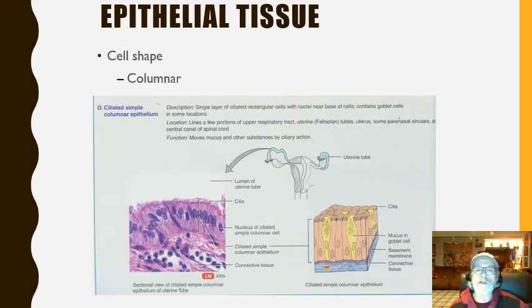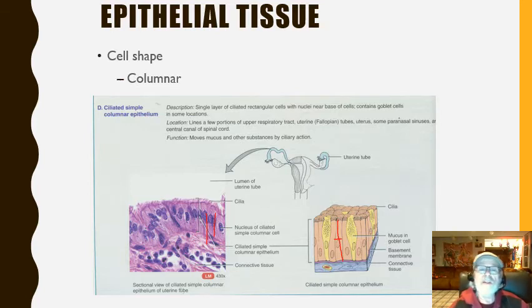Okay, here's columnar cells. This is what we see down here. Columnar cells, you can read where they're at, the locations and stuff like that. The upper respiratory tract, we'll talk about this later in the semester when we get to the respiratory tract. But you see these cells here are very tall, and they're narrow. So if we look down here, you see here's a tall cell and very narrow, and basically that's what we see with these columnar cells.